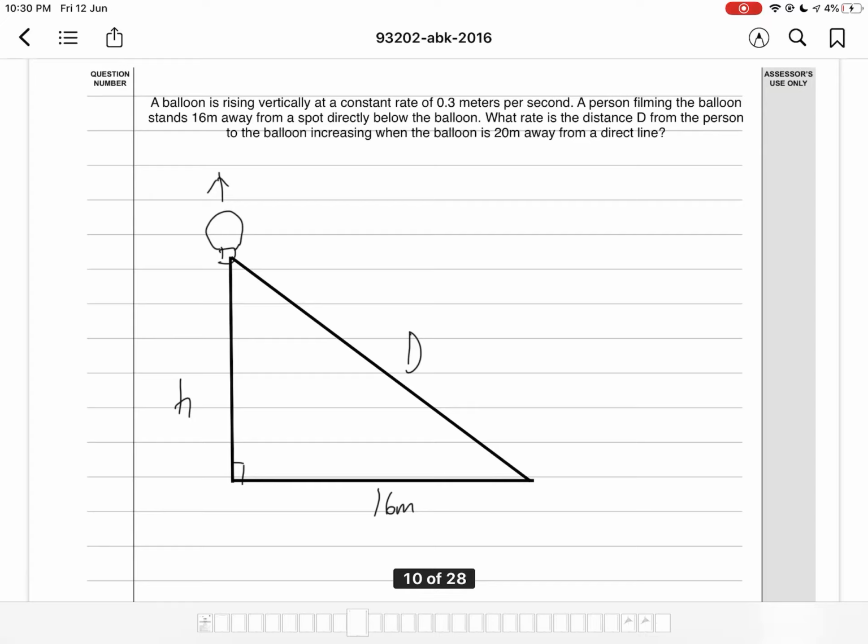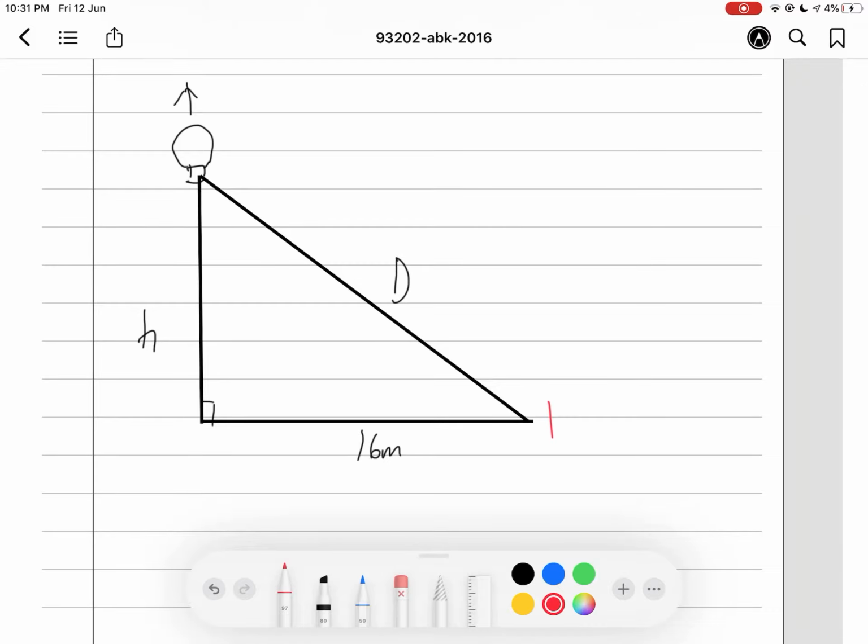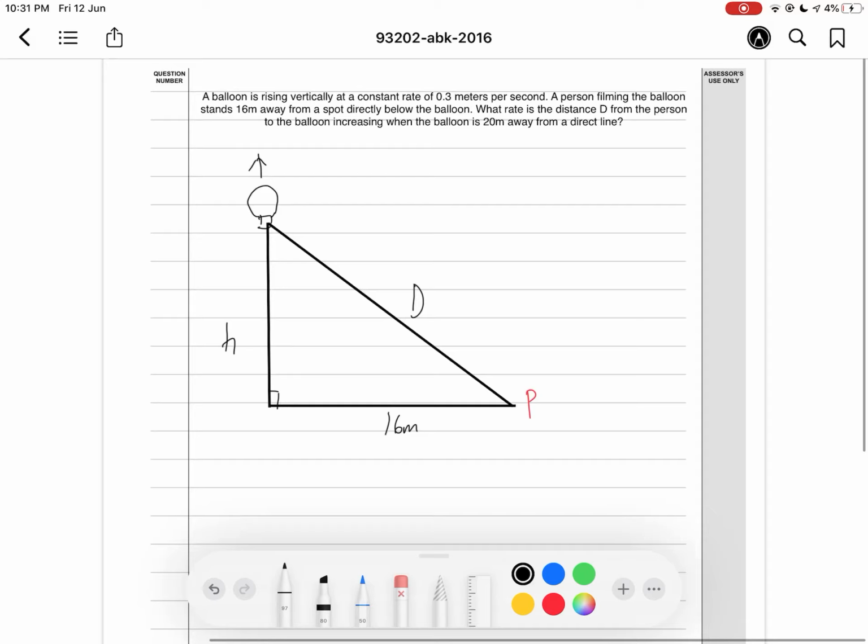Question D. A balloon is rising vertically at a constant rate of 0.3 meters per second. A person filming the balloon stands 16 meters away from a spot directly below the balloon. At what rate is the distance d from the person to the balloon increasing when the balloon is 20 meters away from the direct line? Alright, so let's say this point P is where the person is.